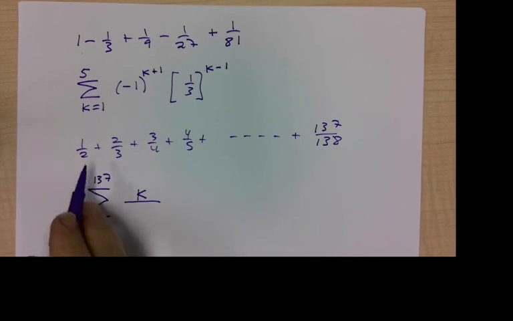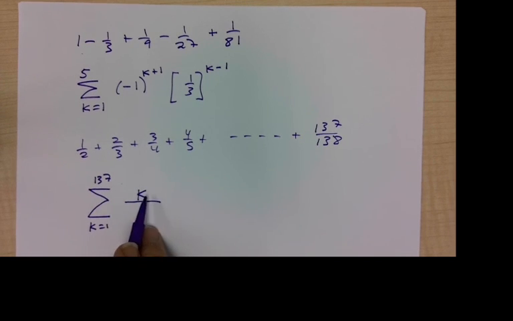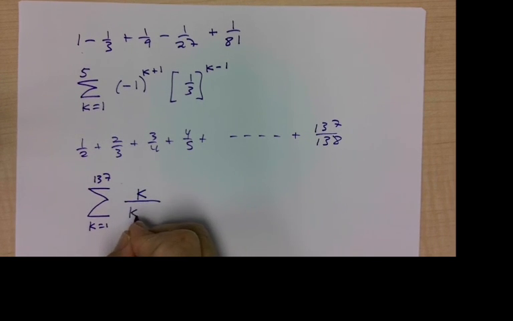Well, what's the bottom? The bottom is always 1 more than the top. So if the top is k, the bottom would be k plus 1. So that thing would become the sum as k goes from 1 to 137 of k over k plus 1. So that will conclude this lesson talking about series and an introduction to that sigma notation.